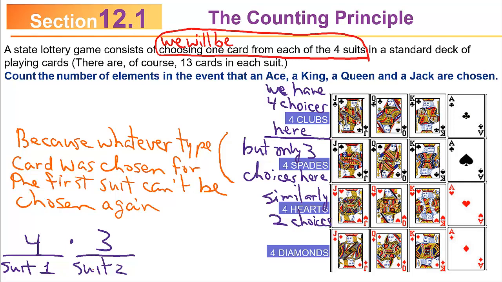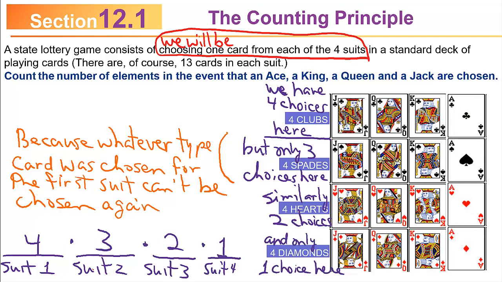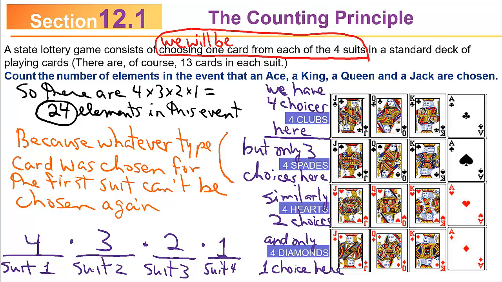Again, keep in mind the entire time you're trying to get one of each. So if I've already chosen one of those 4 in the first suit, then I chose a different one for the second suit. By the time I get to the third choice, there are only 2 cards that I haven't chosen from. And then by the time I get to the last suit, which the way I've drawn it here is diamonds, if I'm going to get one of each, there's only one choice. So maybe I got a queen and a jack and a king. That means the last one has to be an ace. Whatever it is, there's only one choice left. And by the counting principle, there are 4 times 3 times 2 times 1, which happens to be 24 elements in this event.